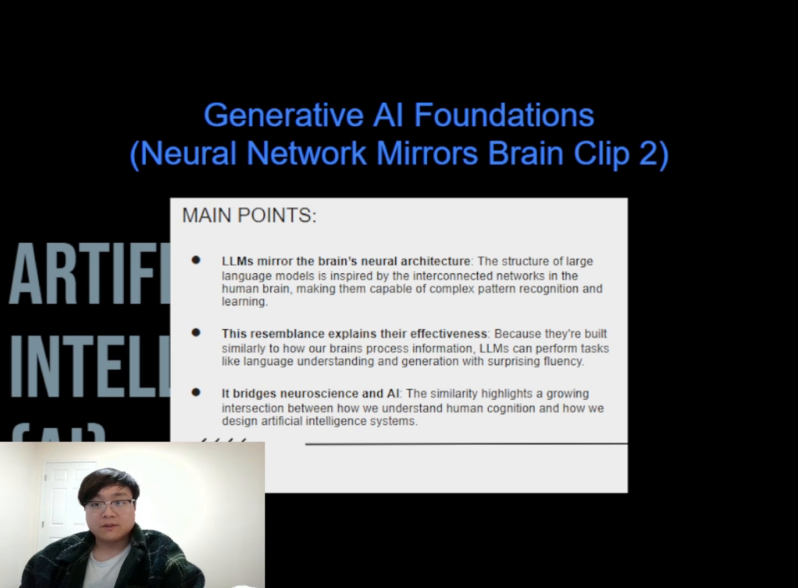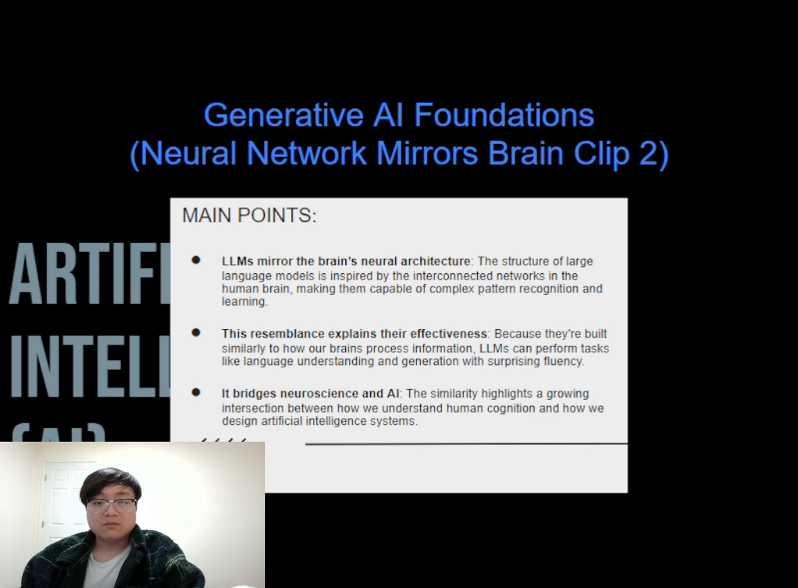What I really found interesting in this clip is the idea that large language models like GPT are structured in a way that actually resembles the neural networks of the human brain. That parallel is fascinating because it suggests we're not just building tools that process data, but systems that mirror how we as humans think and learn. It makes sense why these models are so powerful. They're tapping into architecture that's inspired by our own cognition. And while they're obviously not conscious or sentient, the fact that their structure and learning patterns resemble human neurons opens up a lot of questions about how intelligence works, both artificial and biological.